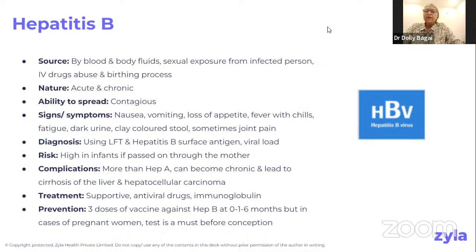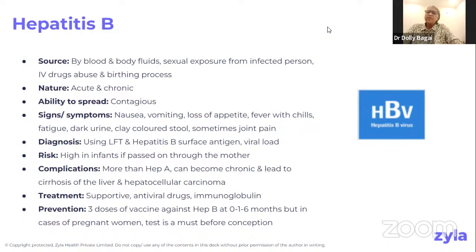But if you are an adult and you have not had the vaccine, then we give 3 doses, at 0, 1, and 6 months. In the case of pregnant women, a test is a must before conception. That is what I am saying, because hepatitis B is transmitted through the placenta to the newborn, and very good preventive strategies are available. So I request everybody to get their hepatitis B surface antigen done.